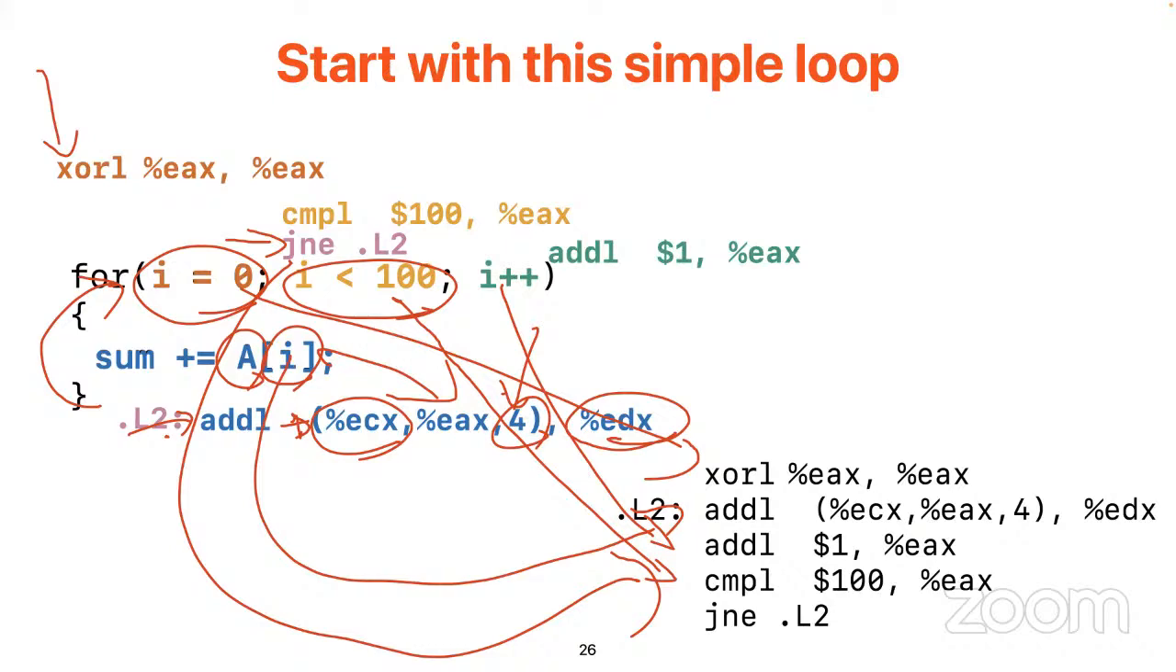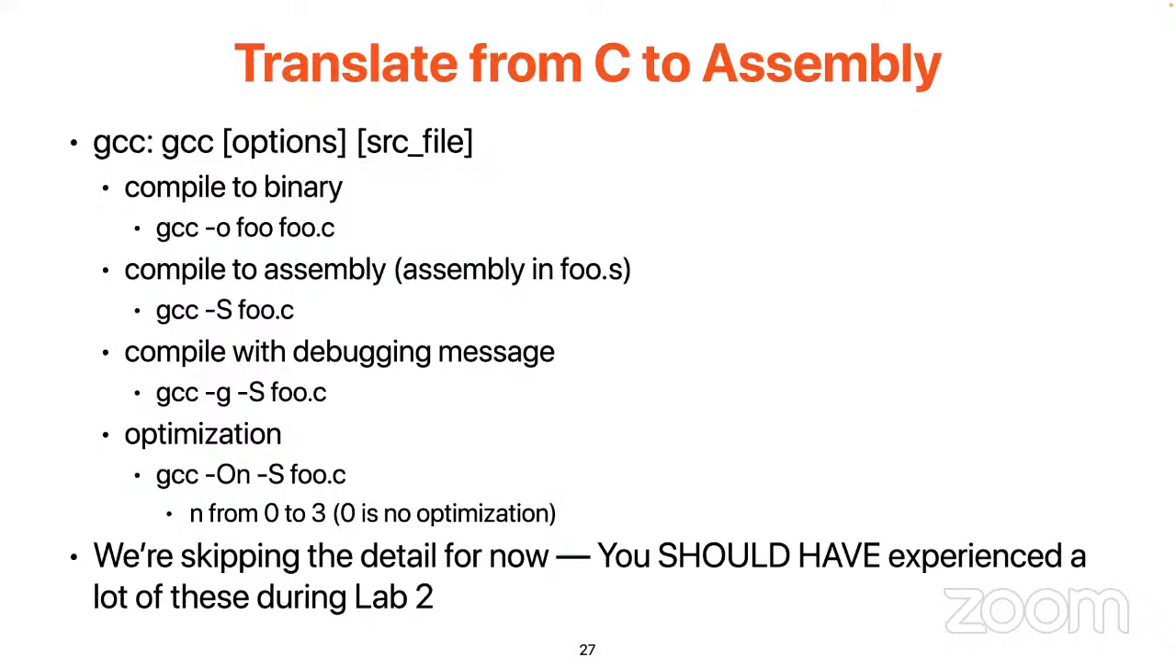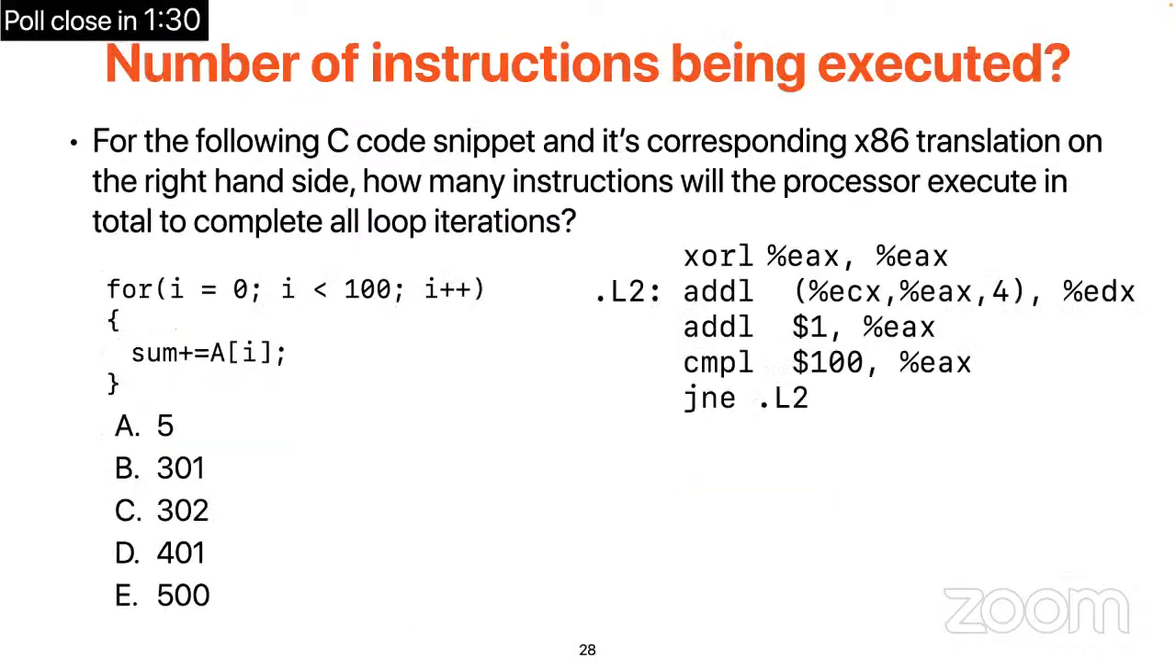So that's x86, right? And if you are interested to see how your C code can be translated to assembly, again, -S is the flag to use. And you should have experienced that a lot during lab 2. And if you haven't, it's a good enough sign telling me that you haven't started yet.